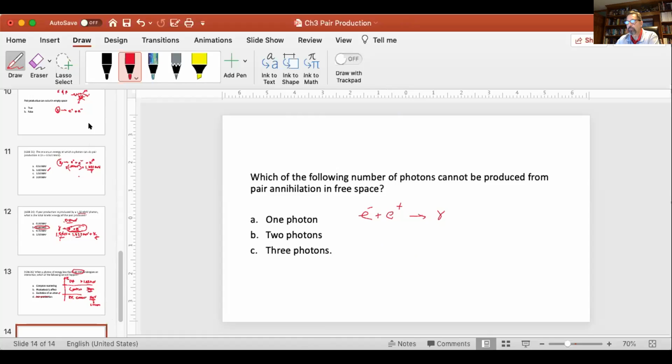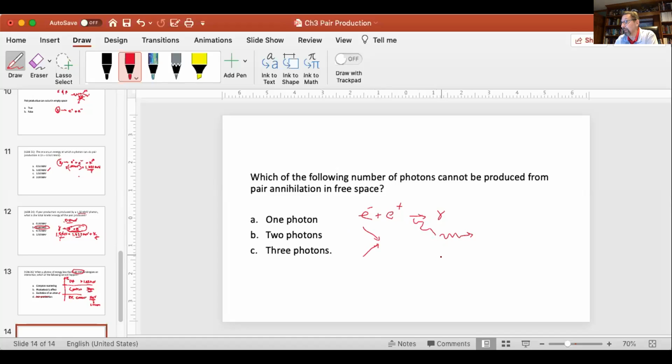And I agree with the majority here. In free space, it'd be really hard for one photon going away to conserve momentum. I'm trying to figure out how an electron and a positron would perfectly balance both energy and momentum. That'd be hard with one photon. I could see how perhaps with a third one, you can balance.